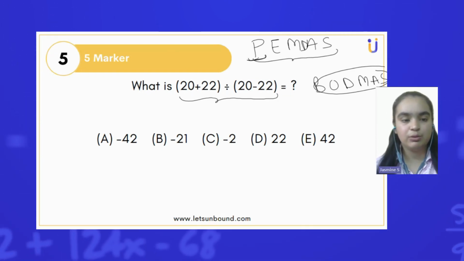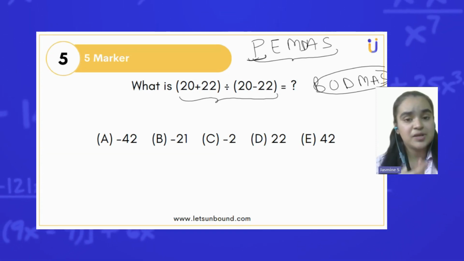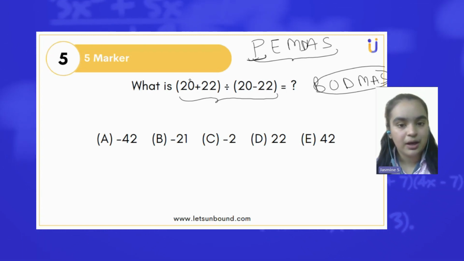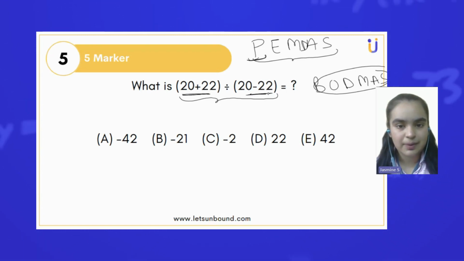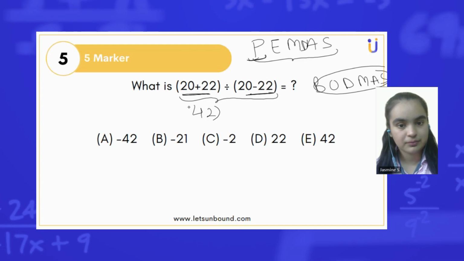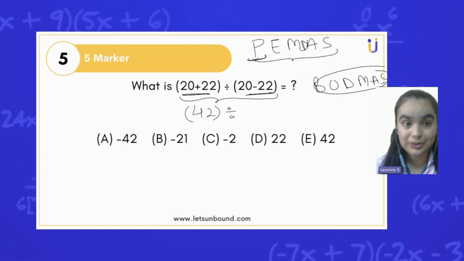And after that, we will do addition, subtraction, multiplication, division, whatever the steps are there. So as first step is to open the parentheses, the brackets. Let's try to open this bracket and this bracket. It's very simple. 22 plus 20 is going to be 42, divided by 20 minus 22.